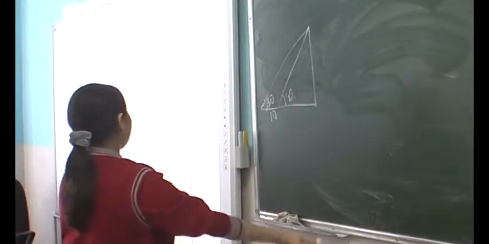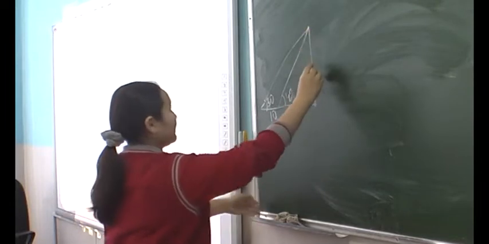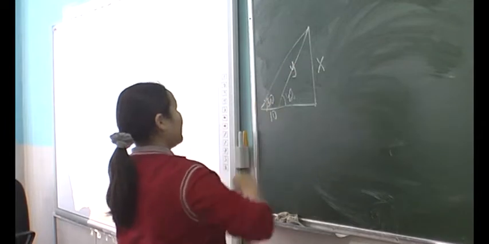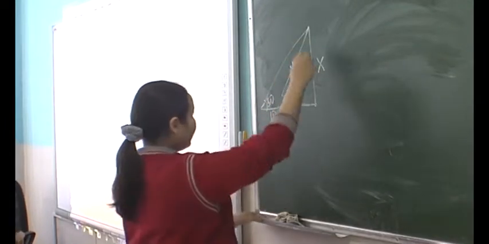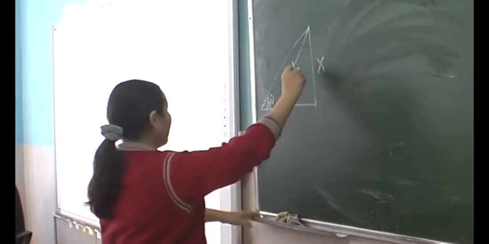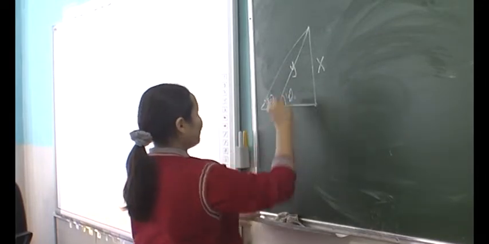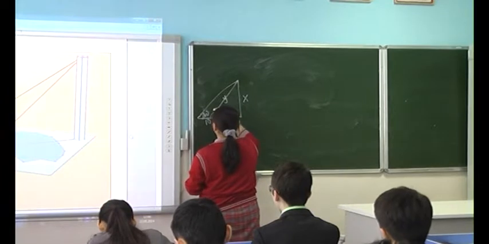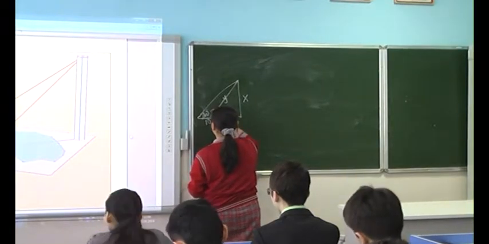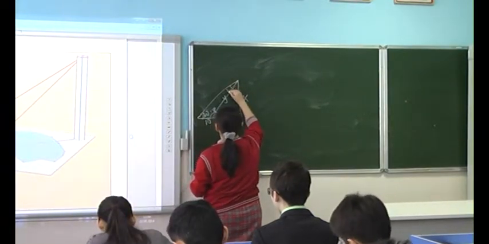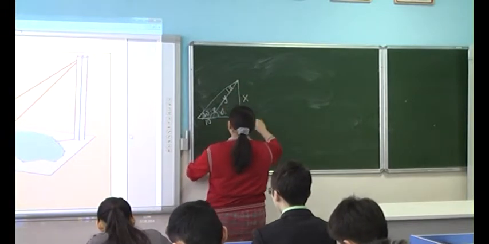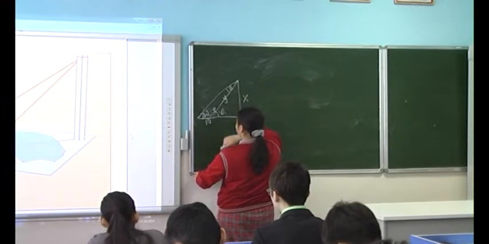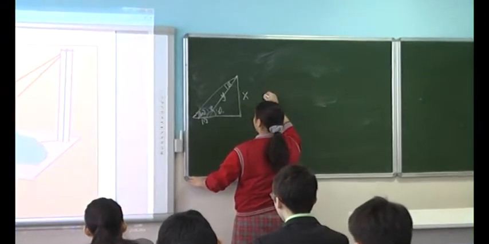We have to find the height. We can take this side as x and this side as y. In order to find the height, we have to know the hypotenuse. And in order to know the hypotenuse, we have to find the angles. So this angle will be 138, and this one is 12. By using the sine theorem, we can find the length of the hypotenuse.